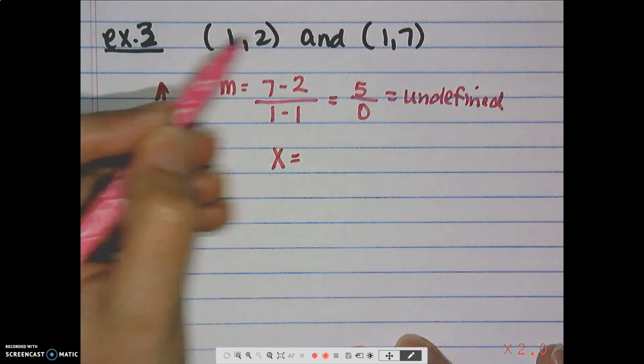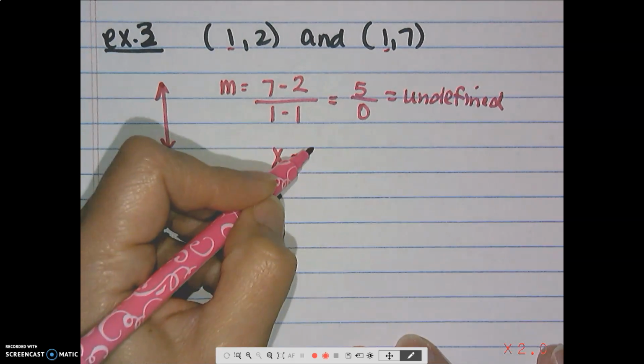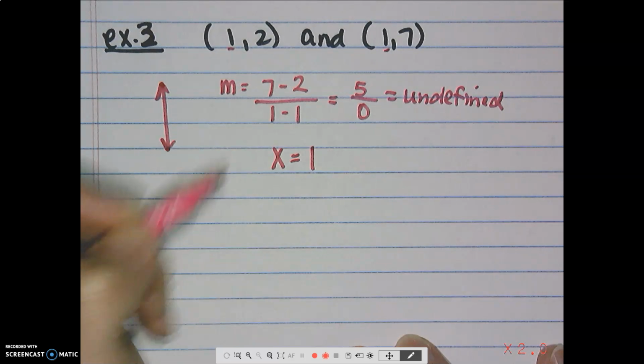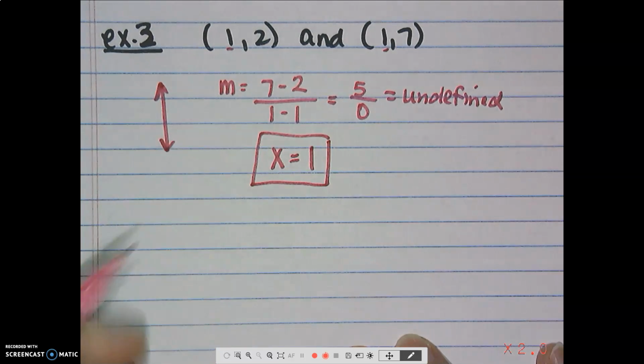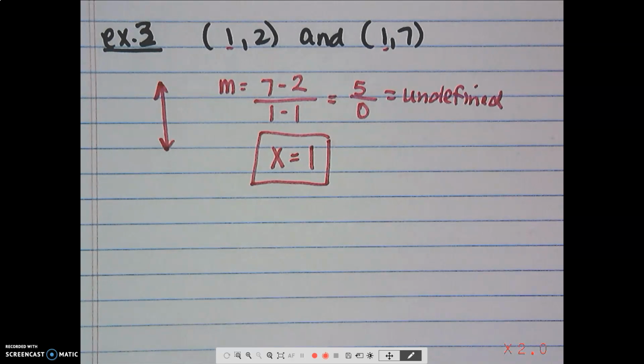Well, if we're looking at both of these points, they both have x equals 1. And so x equals 1 is going to be our answer for this question. Again, that only happens if your slope is undefined. Let's take a look at one more here.